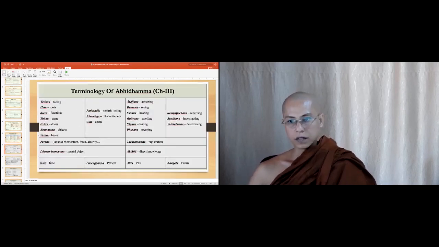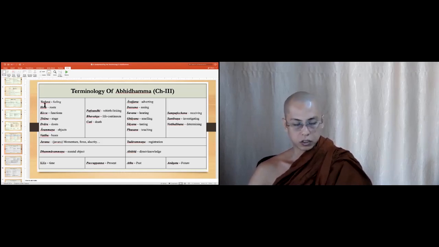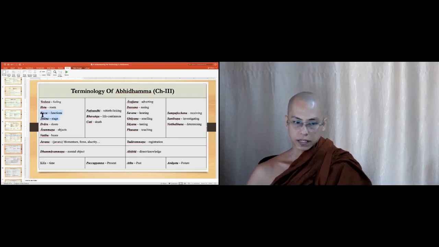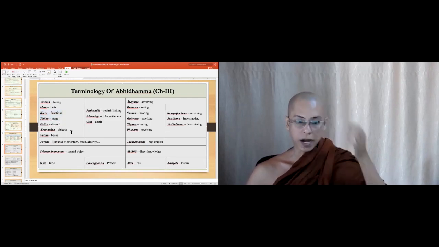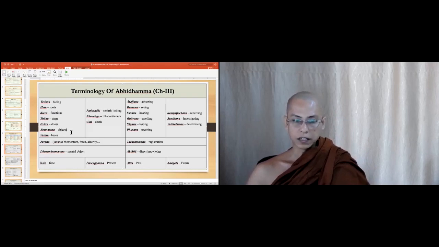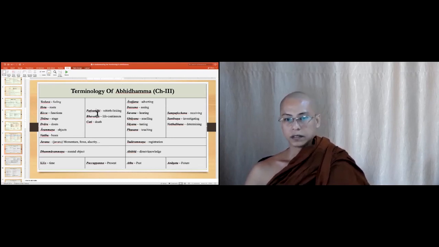Okay, for chapter 3, there are 6 sections. One is Vedana Sangaha, feeling. Hetu, roots, you already know. Kicca is function and Thana is stages, so Kicca and Thana come together in one section. Dvara is door; I already said about the 6 doors. Arammana is object, the 5 objects. You already see the form, the visible form, etc. Vatthu is base. Then the usage Patisandhi, rebirth linking.